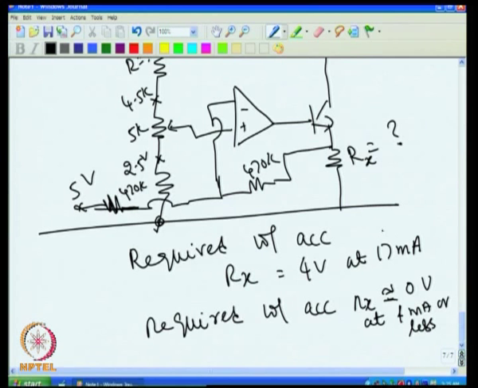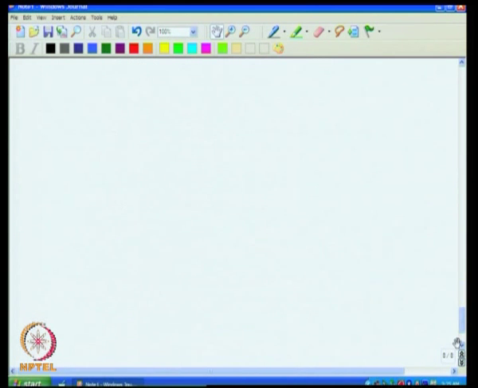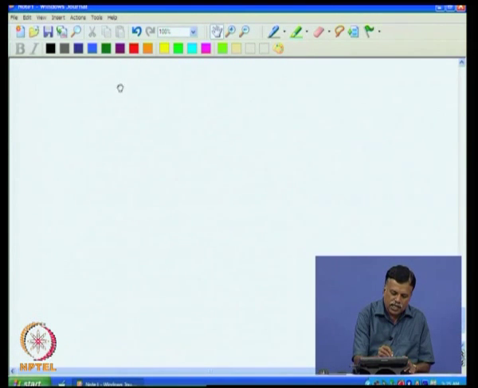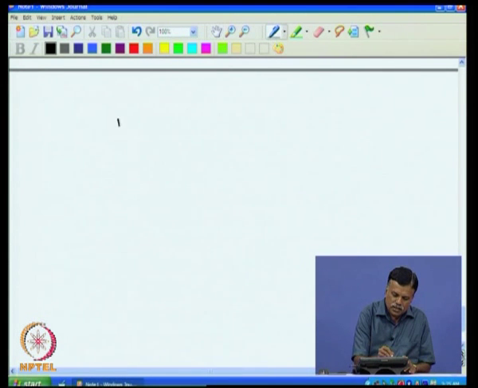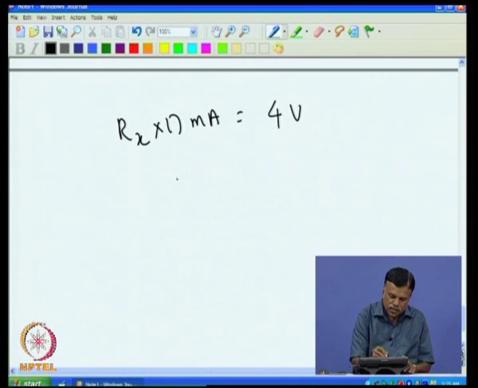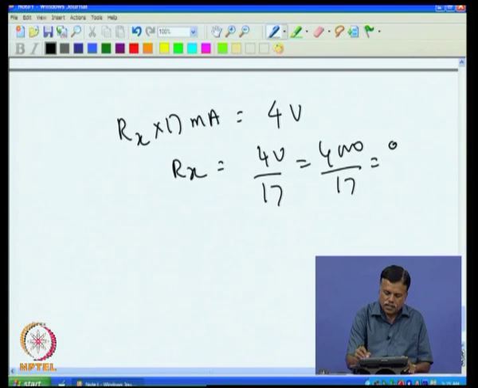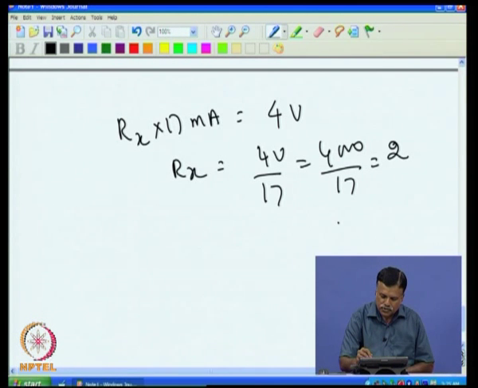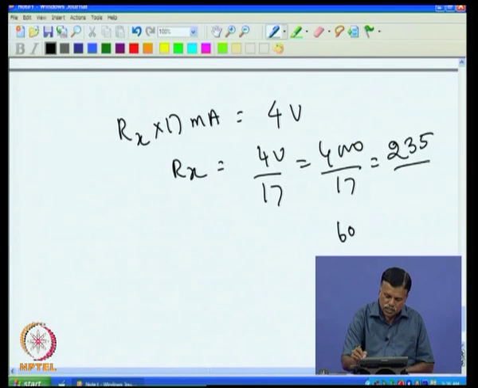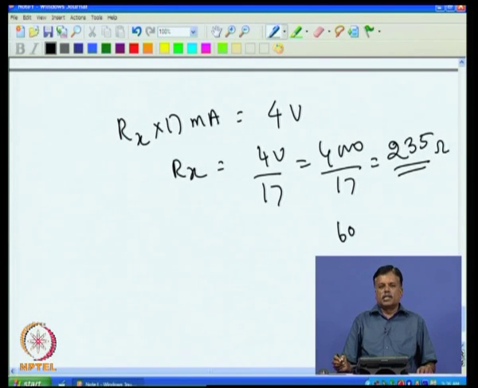So, all that I need to concentrate on at this point is how much resistance I have to put to produce 4 volt at say 17 milliampere. So, Rx into 17 milliampere is supposed to give me roughly 4 volt. So, you can find Rx very easily by taking this, 34, you will have 6, 390. So, you will get about 235 ohms. So, that is approximately the resistance that is required for Rx.